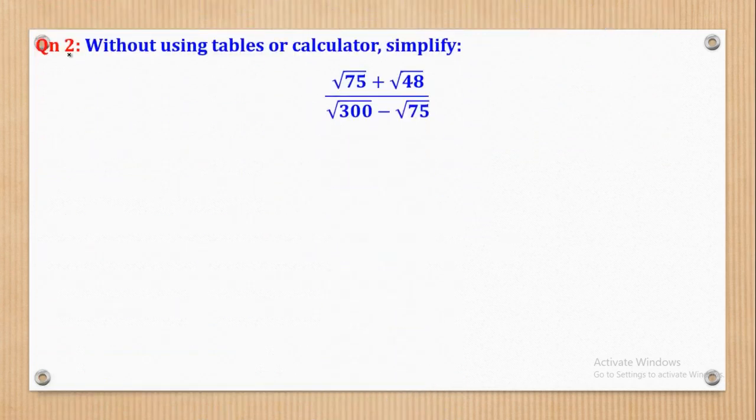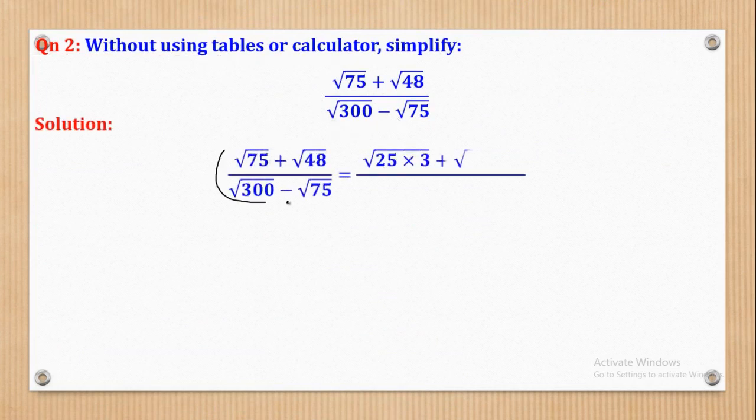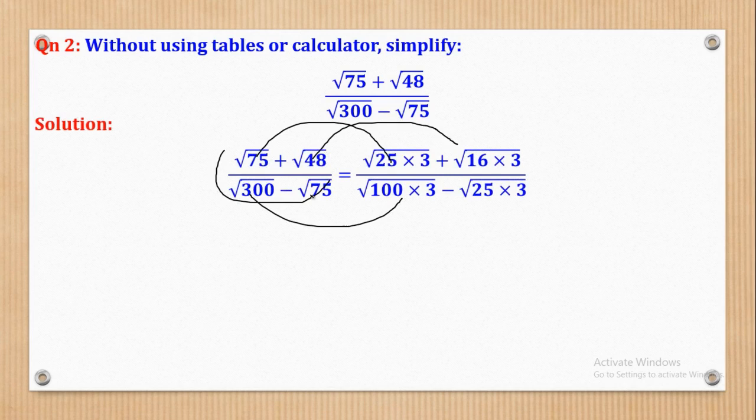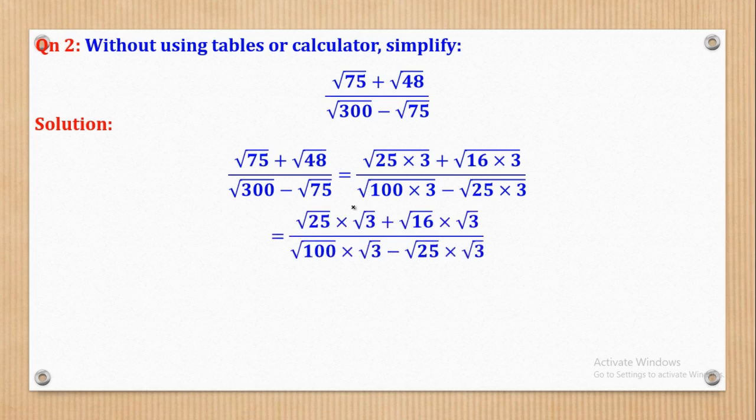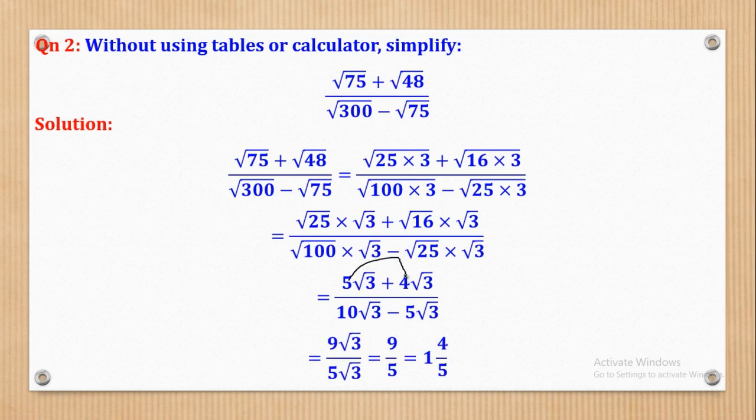So now we shall go to question 2, which is that without using tables or calculator, simplify that. So this is what is given, and this is the same as 25 times 3, this is the same as 16 times 3, this is the same as 100 times 3, this is the same as 25 times 3. So simplifying gives you that you can split the square roots, then this one gives you 5, this one gives you 4, this one gives you 10, this one gives you 5. So this plus this is 9, and this minus this is 5. So the root 3 sides are the same, so they can cancel, remain with 9 over 5, which is the same as 1 and 4 over 5.